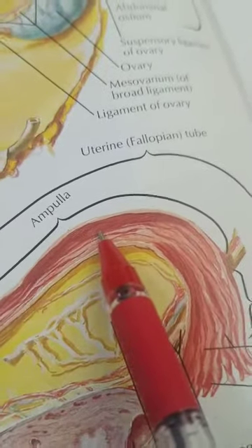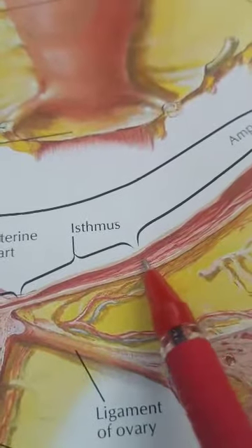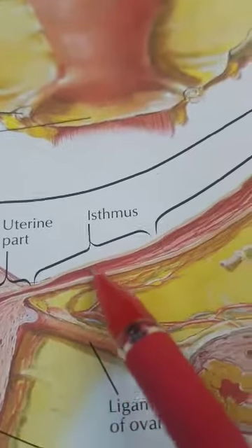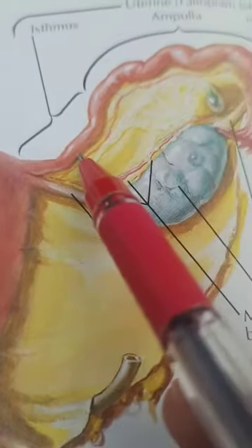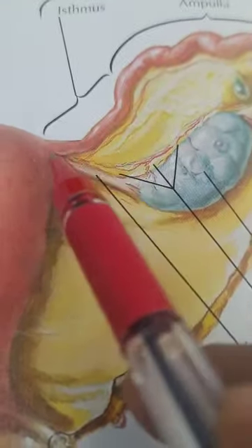Then the next part is the isthmus. This is the isthmus part. It is a narrow, rounded, cord-like structure. Here you can see the cord-like structure. It is only about 2 to 3 centimeter in length.